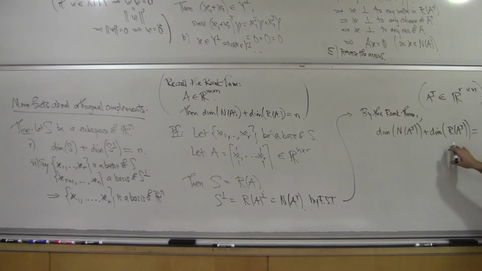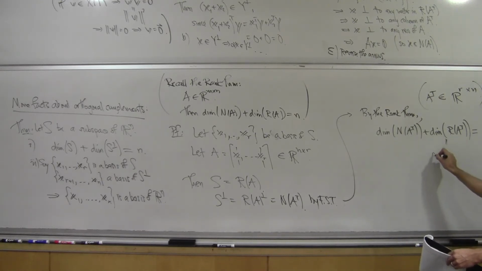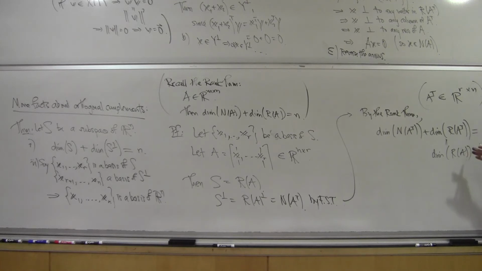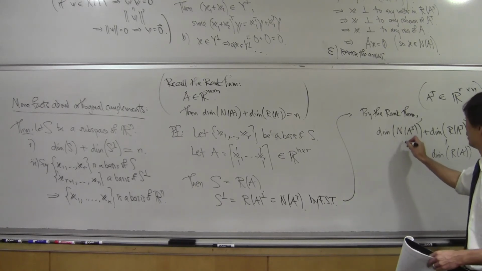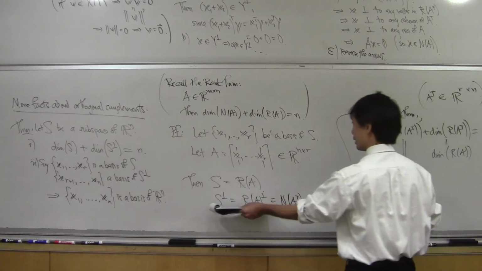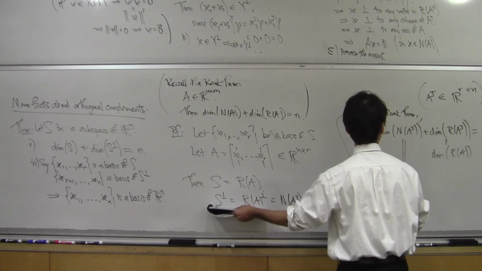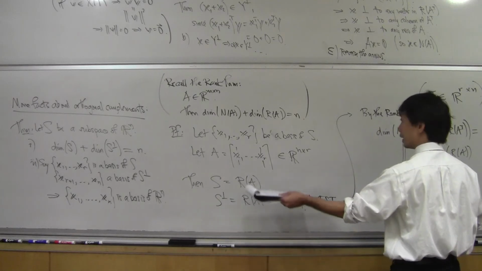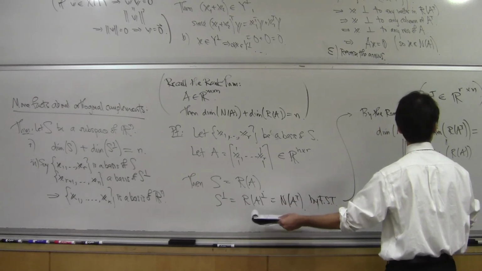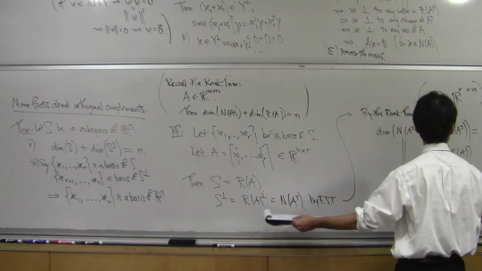Now, the dimension of R(A transpose) is the same thing as the dimension of R(A). The dimension of the row space and the column space are the same. Remember that? But this thing here is S perp, and this thing here is the dimension of S.